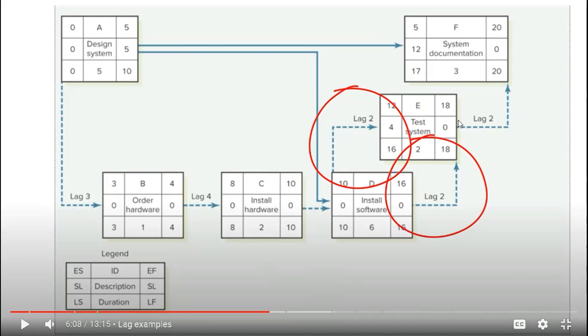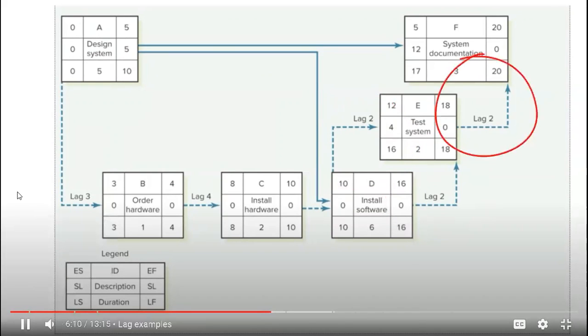What would you call this one right out here? Finish to finish, start to finish, or finish to start? What would you call this one right here? This would be a finish to finish. This is a finish to finish. This is a start to start, finish to start, finish to start, start to start. Activity E and F have a finish-to-finish lag.